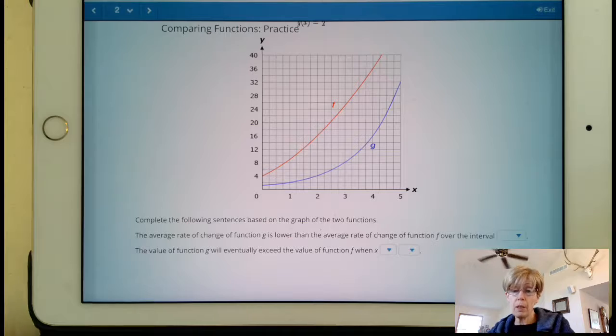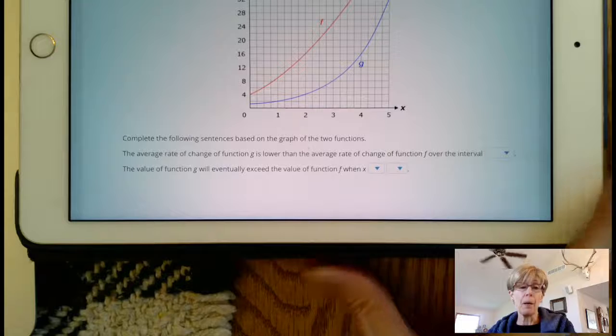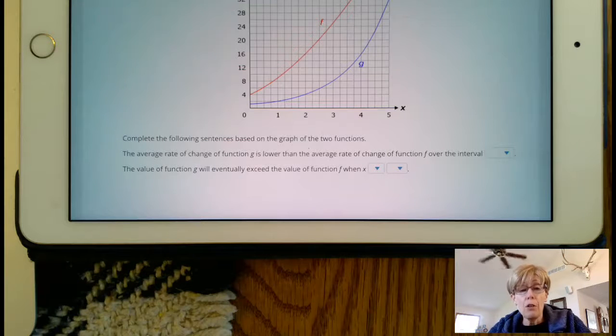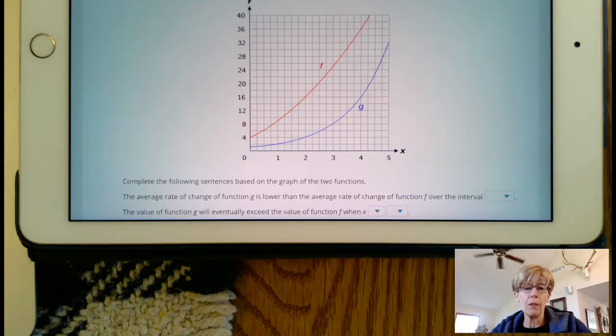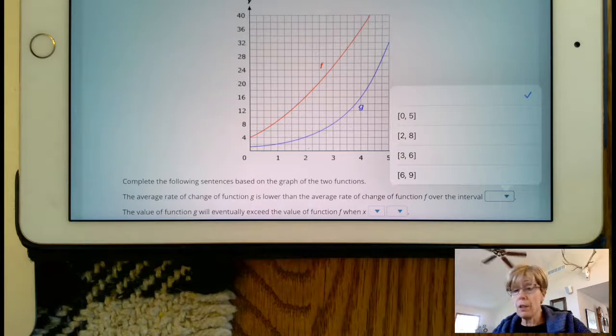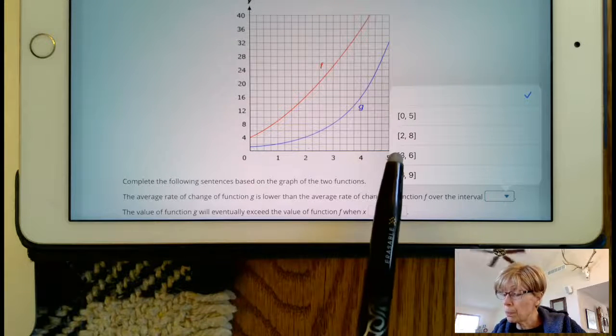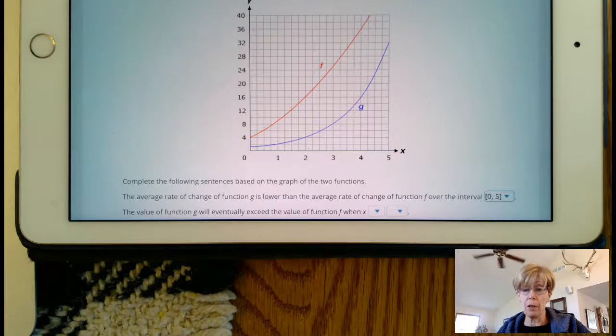So the first one here, as I move things around, kind of annoying, but the average rate of change of function g is lower than the average rate of change of function f over the interval. Well, what we can see in this picture is that the blue graph is consistently underneath the red graph. So when we look at this, on this particular interval that we can see on our graph, it's going from 0 to 5. That's what we can see on our picture. So there is our answer to that.